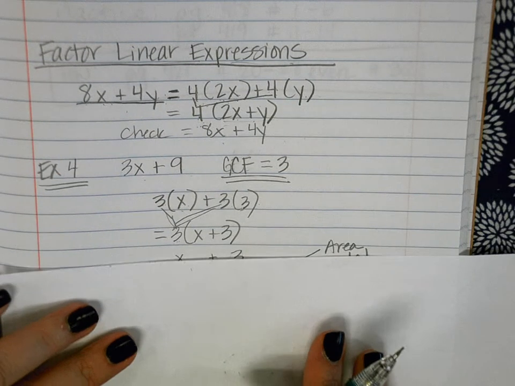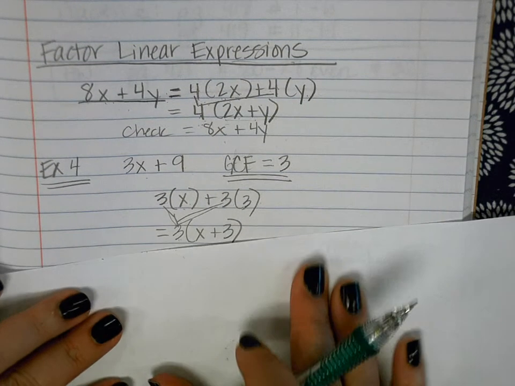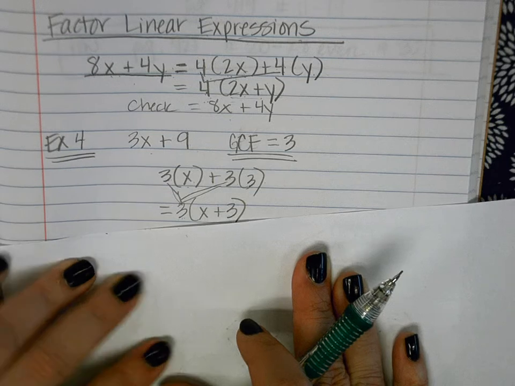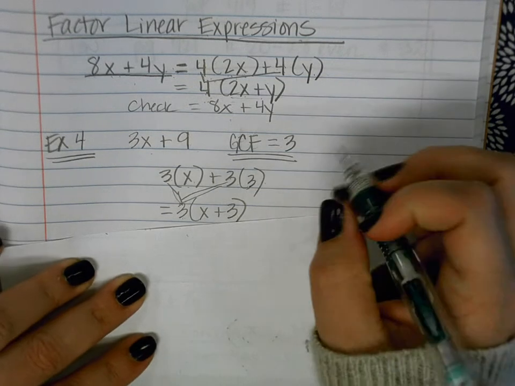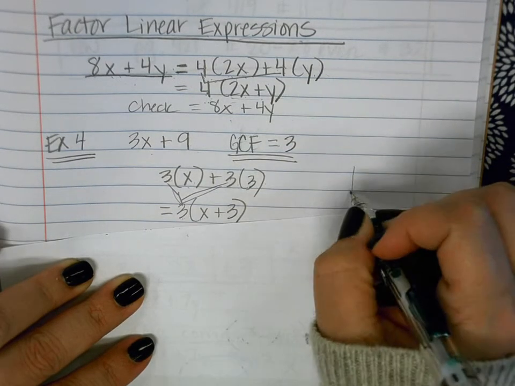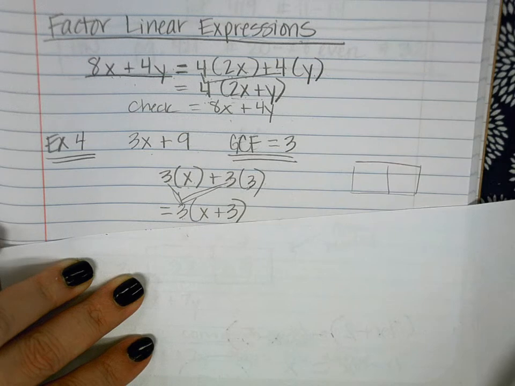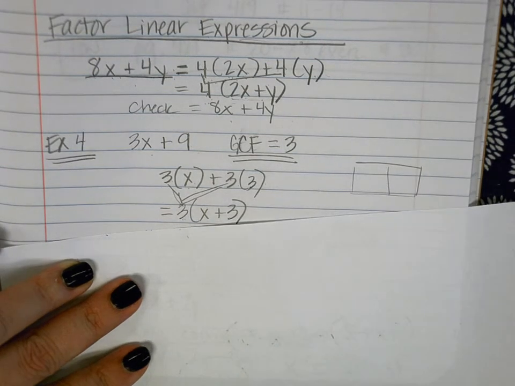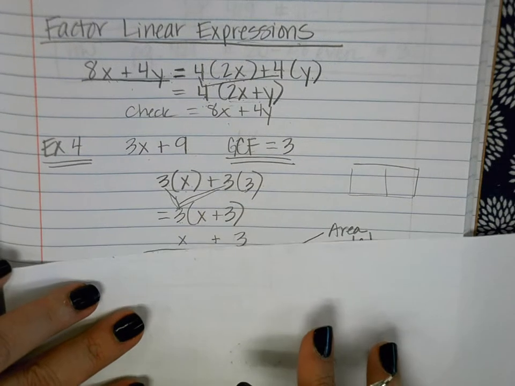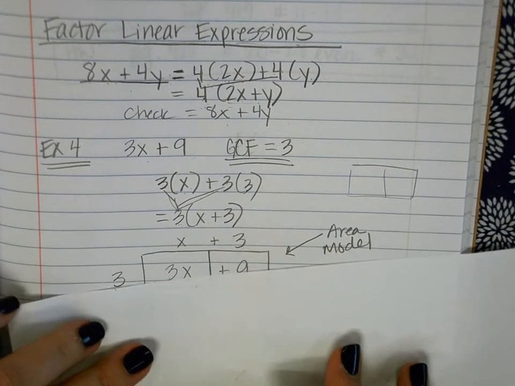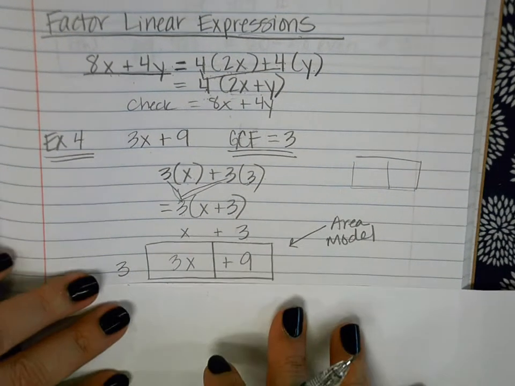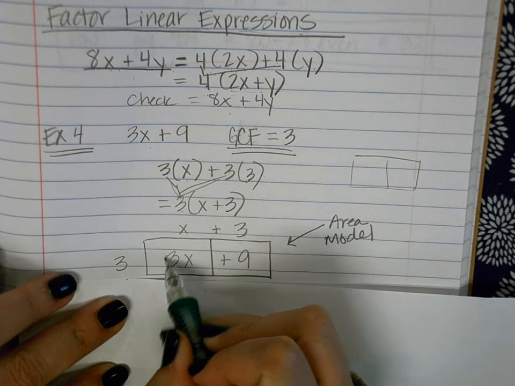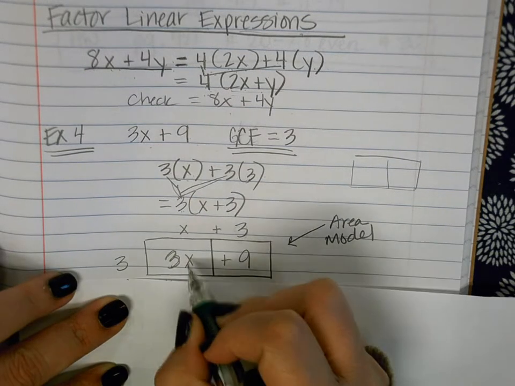So the other way to do this, you guys, and some of you will like it better. Do you remember when I was showing you how to distribute and I drew that rectangle? It was like a box, like that? Yeah. Okay, so you can do it this way too if it helps you to figure it out better, okay? So you can draw a little box. It's called the area model. So on the inside you would write your 3x plus your 9.